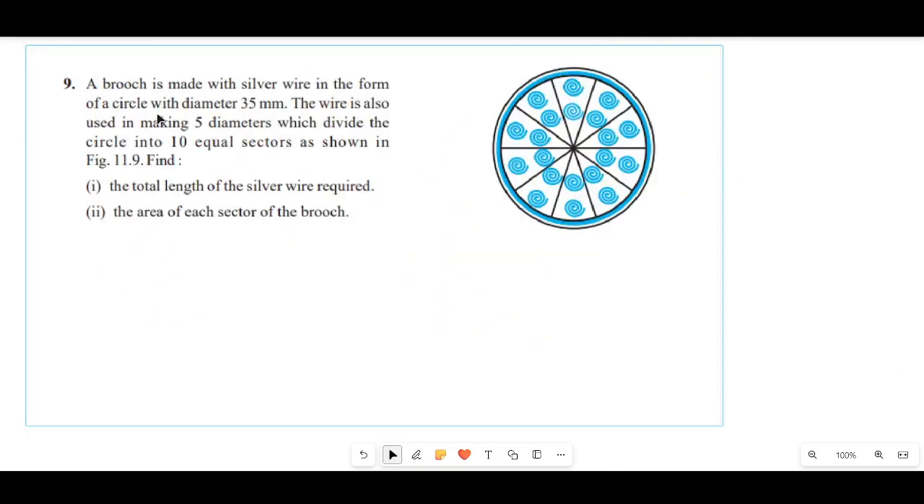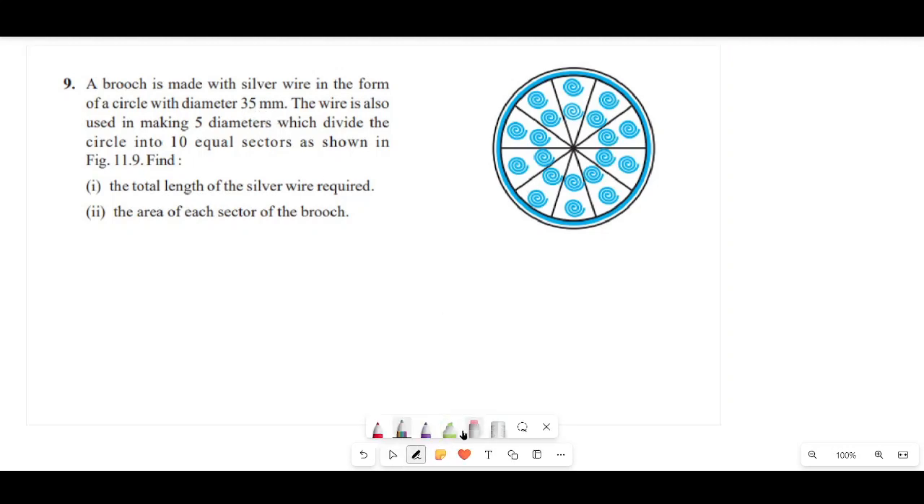Now the 9th question. A brooch is made with silver wire in the form of a circle with diameter 35 millimeter. That is the point. Clear? That means the diameter is given, this is a diameter, this is 35 millimeter. So the radius will be 35 by 2. Clear?